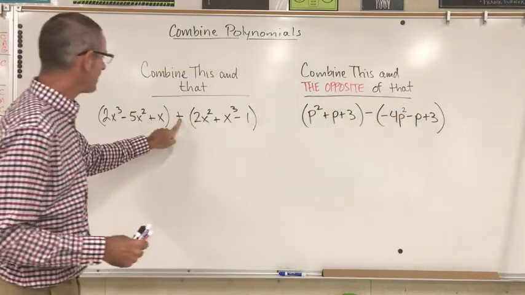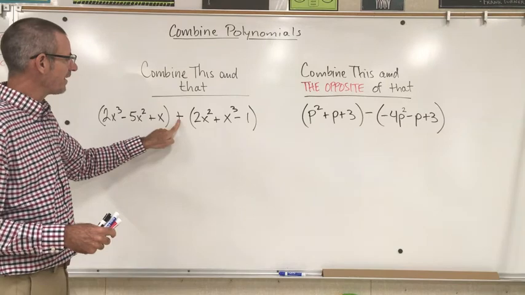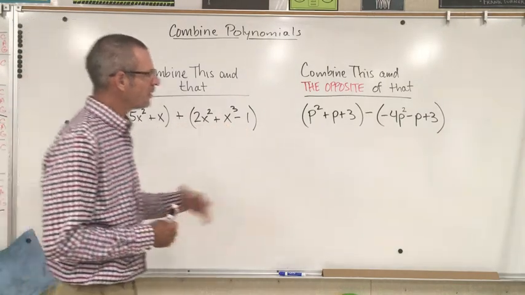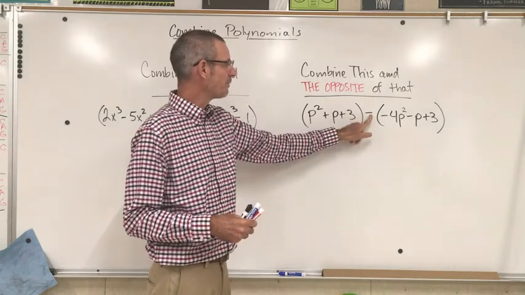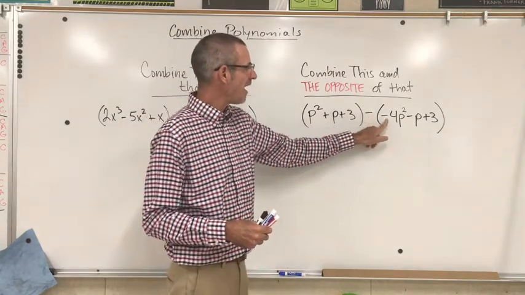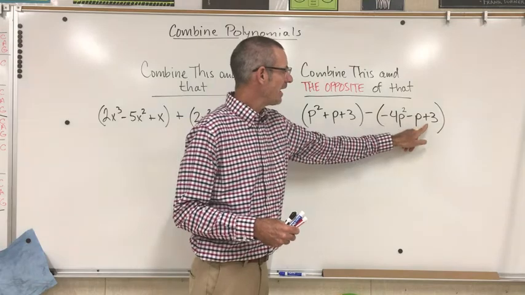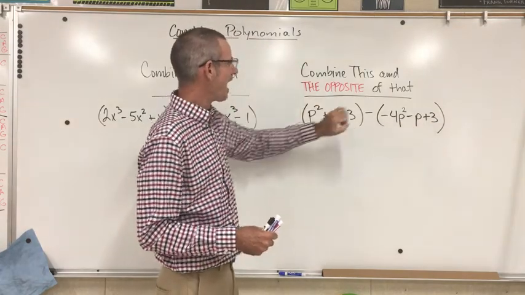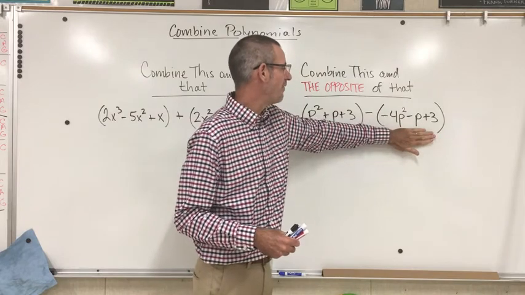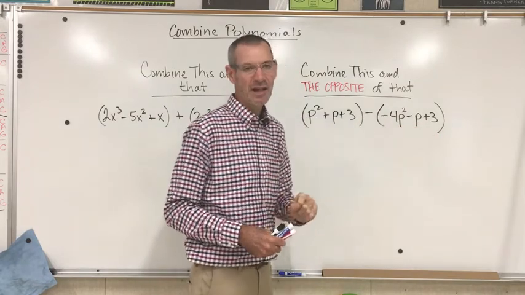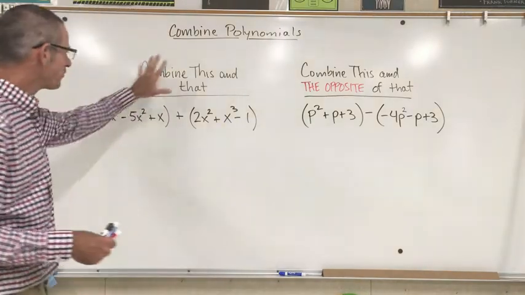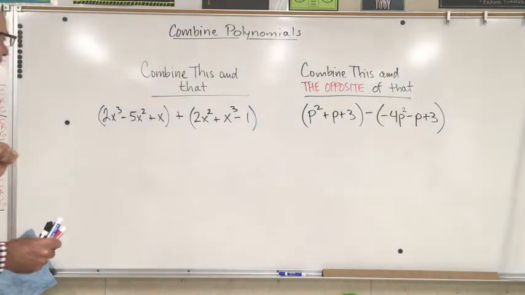So when you have an addition sign in between, this sign doesn't affect the signs of any of the terms in this trinomial. But when you have a subtraction sign, this subtraction sign does affect every sign in this trinomial. And so you're going to subtract this and the opposite of that, because that subtraction sign will change everything to its opposite. So let's start with this one. This is one where people normally get it right.